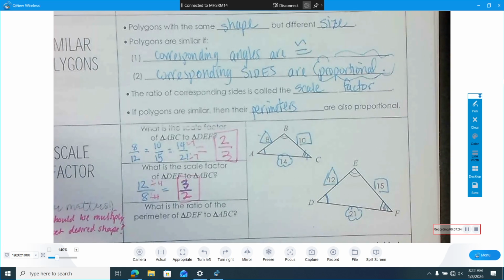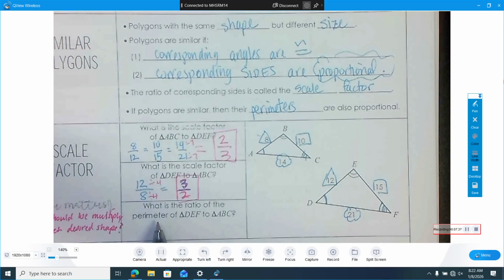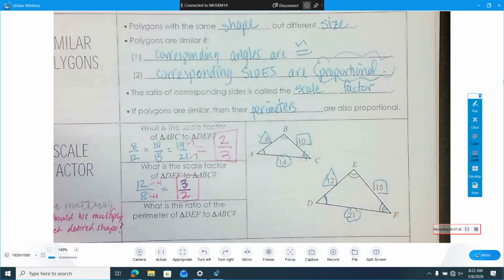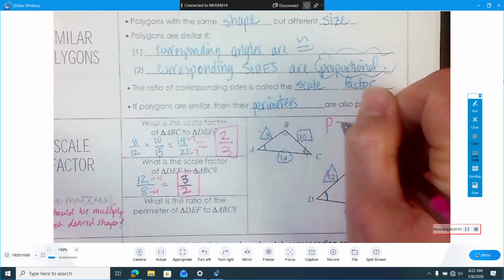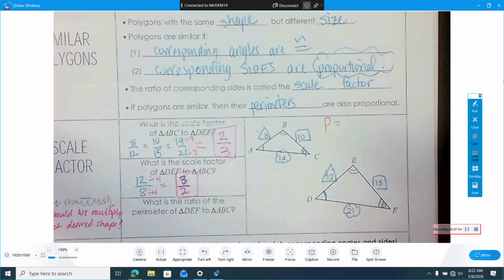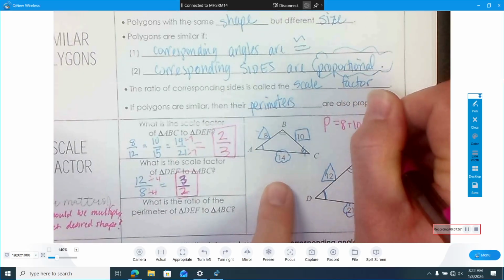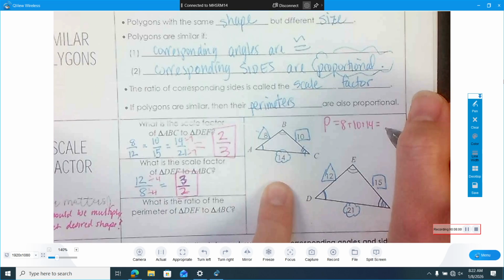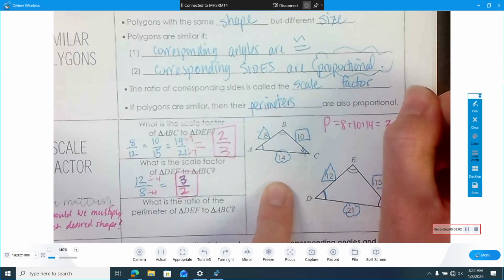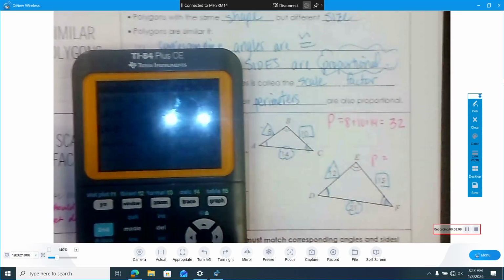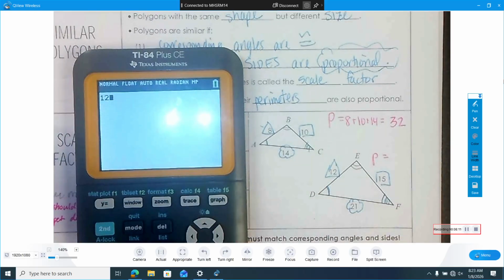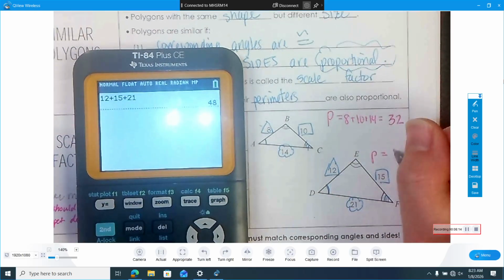So it turns out that the ratio of the perimeter of DEF to ABC happens to be the same, but I don't want you to just say, really? Okay. What is the perimeter of triangle ABC? 8 plus 10 plus 14, which is 32. All right. And what is the perimeter of triangle DEF? 12 plus 15 plus 21. I'm going to use a calculator. All right, so this perimeter is 48.